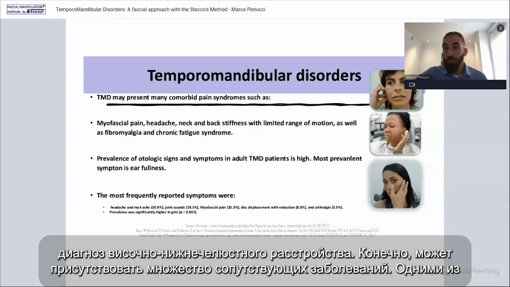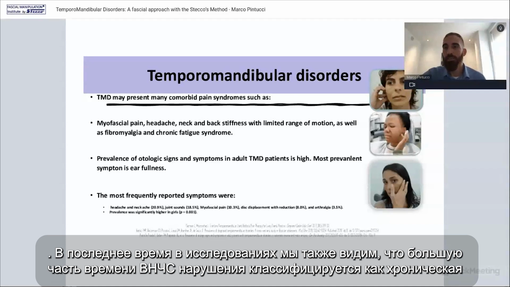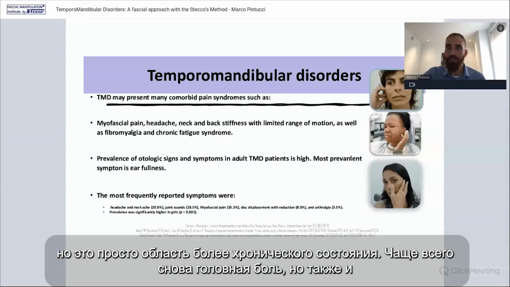Of course, many comorbidities can be present. One of the most common is headache, neck pain, myofascial pain, stiffness, even chronic fatigue syndrome. Lately in research, we also see that most of the time temporomandibular disorder is classified as a chronic pain, even of possible nociplastic origin. So it's a pain that most of the time appears in the TMJ, but it's just an area of a more chronic condition.